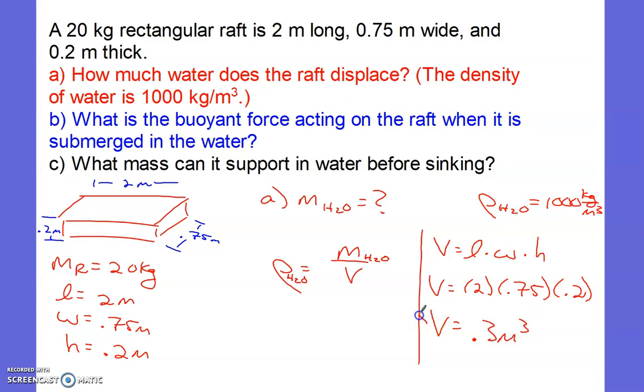Now we can come back here and solve for the mass of the water being displaced. Our density of the water is 1,000. We're solving for the mass of the water displaced, and the volume is 0.3. We multiply the 0.3 to the other side, and we get the mass of the water being displaced as 300 kilograms.